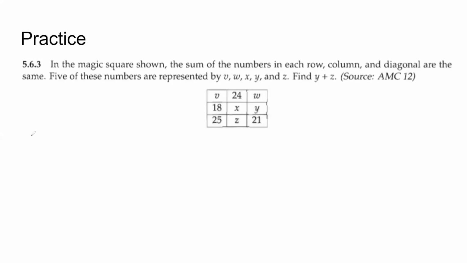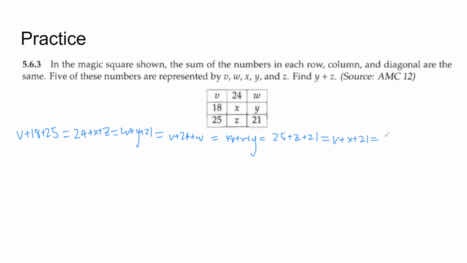So that we can write this ridiculously large equation. Let's start with each column. You have V plus 18 plus 25 is equal to 24 plus X plus Z, which is equal to W plus Y plus 21. So that's all the columns. Let's do the rows. It's equal to V plus 24 plus W, which is equal to 18 plus X plus Y, which is equal to 25 plus Z plus 21. And now let's do the two diagonals. We have V plus X plus 21, and then we have W plus X plus 25. So wow, this is a lot to process at once.